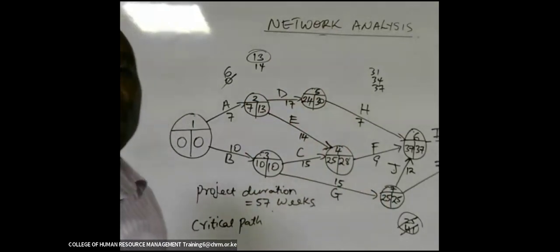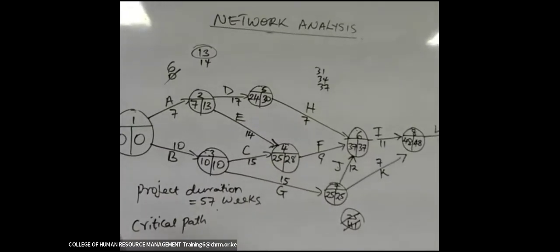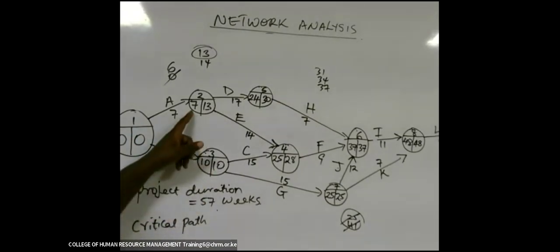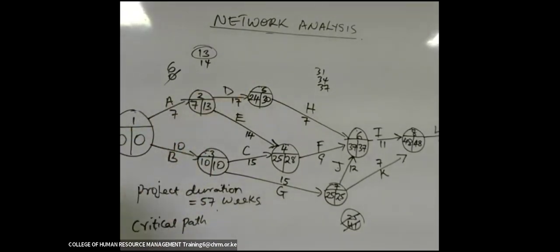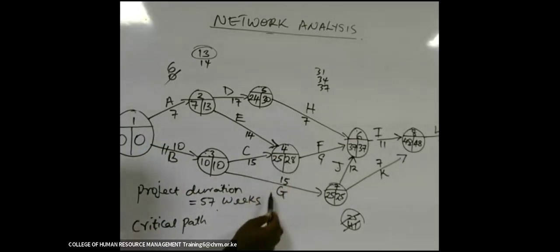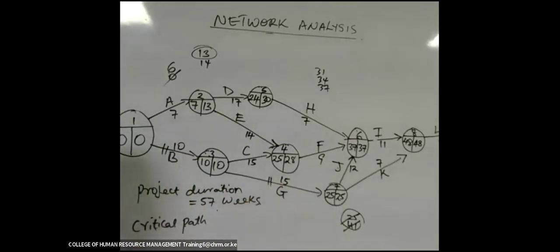So to identify them, you look at the path that gives you identical earliest start and latest finish points. Obviously, it will have to start from here. This is the part that is giving us 10, 10. This one is 7, 19. So A is not critical. B is critical, giving us 10, 10. C is not critical because here we have 25, 28. But this one is critical because here we have 25, 25. D is critical.